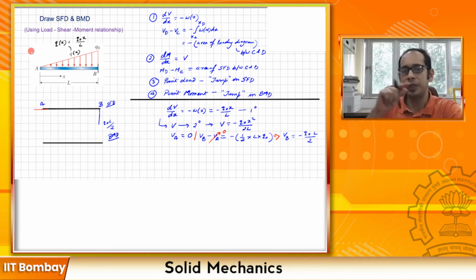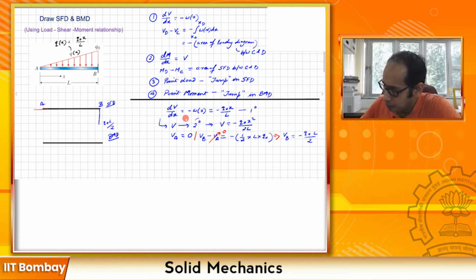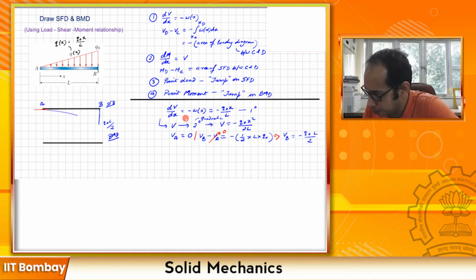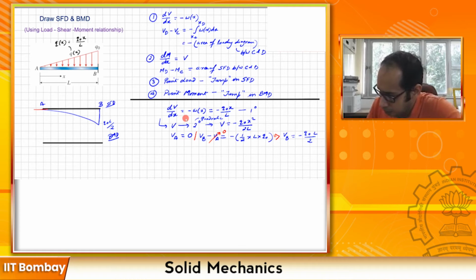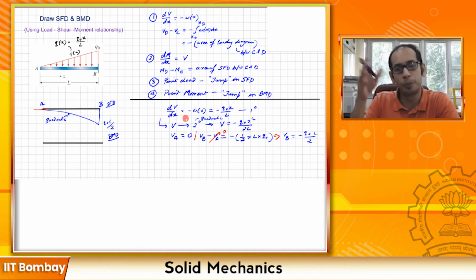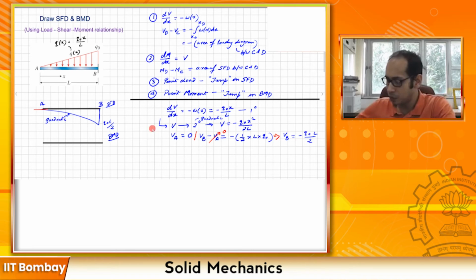And what is the variation from A to B? You're right, the variation is quadratic, because I've already found this one over here. So this means that it is a quadratic variation. So let's go ahead and draw the quadratic variation like this over here. So this is quadratic.